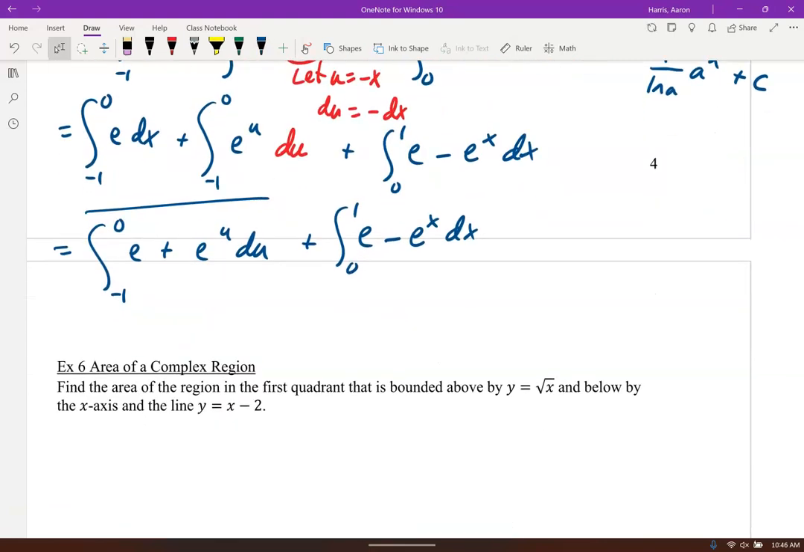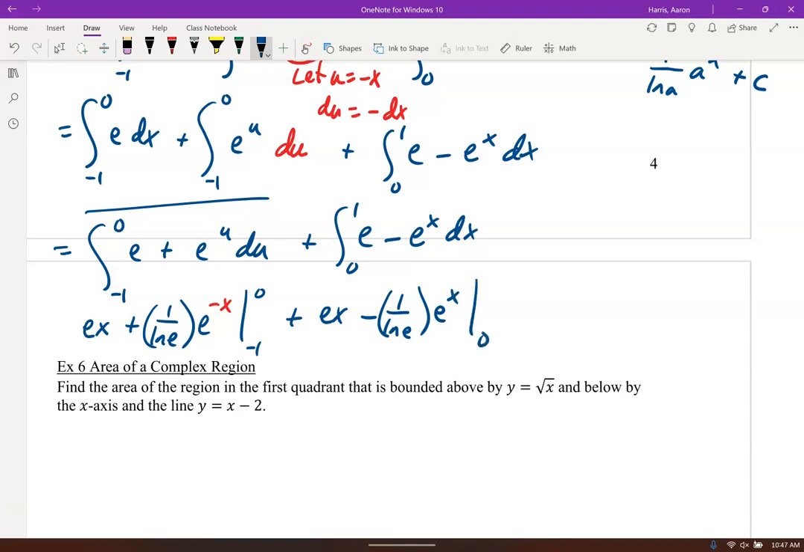But e is just a number, so that's just ex, right, plus 1 over ln of e, e to the u. Well, e to the u, remember, u is negative x. So let me put the u back in here. And then we're running this from -1 to 0. Now let's run this integral. ex minus the integral of e to the x, 1 over ln of e, e to the x, from 0 to 1. And I didn't give myself enough room here, so it looks like I'm going to have to come down here and kind of make a mess.